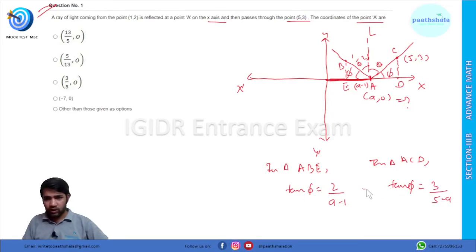Now equate these two, and if you cross multiply, this will be 10 minus 2a equals 3a minus 3. So 10 plus 3 is 13, and here we get 5a, which implies that a is 13 by 5. So option A is the right option. The point will be (13/5, 0). Now let's move to the next question.